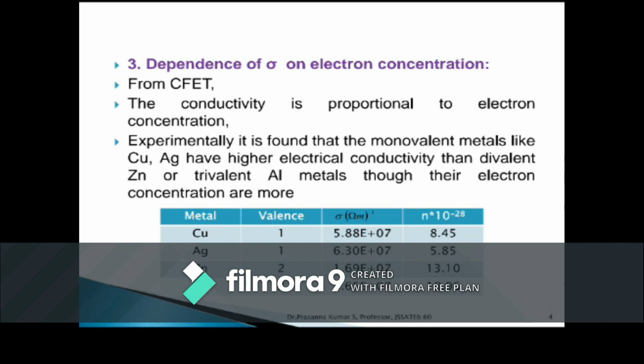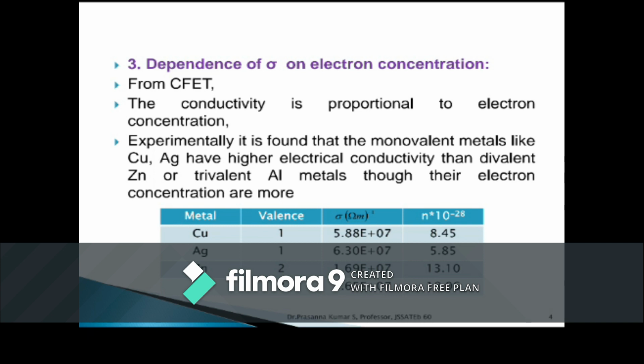If you look at zinc, which has valency 2, it is 13.10 something, and aluminum, which has valency 3, is 18.06. See, as the valence is increasing, the charge concentration is increasing. For monovalent, it was 8.45. For aluminum, it is 18.06.